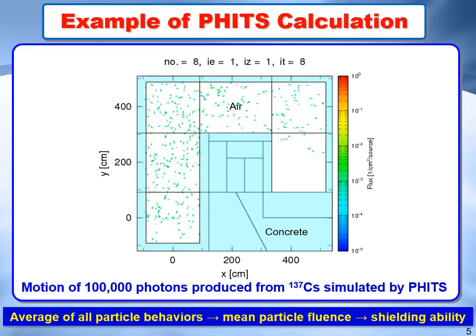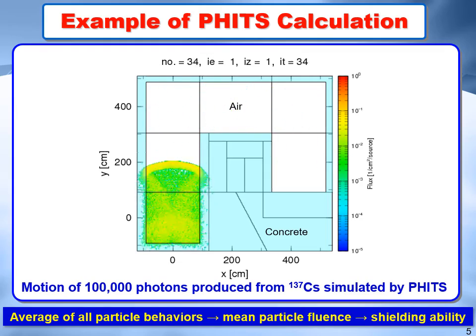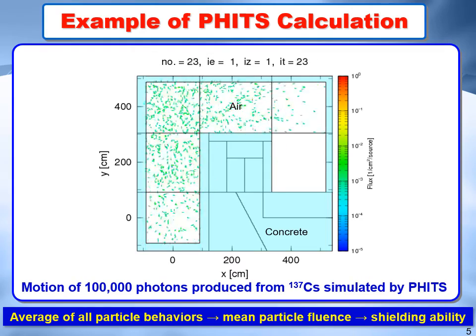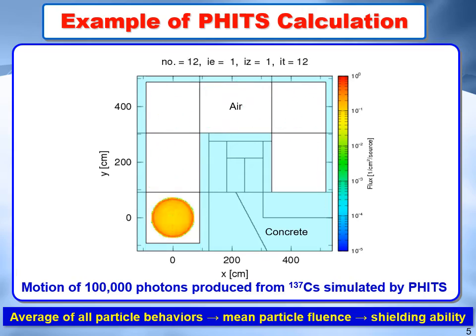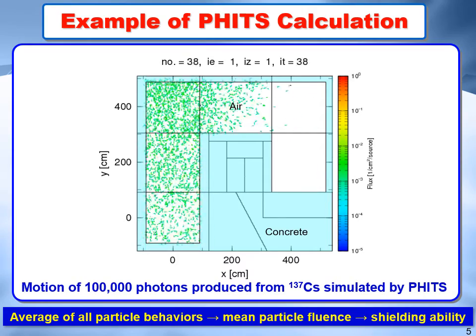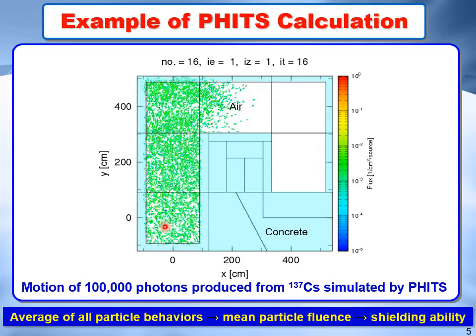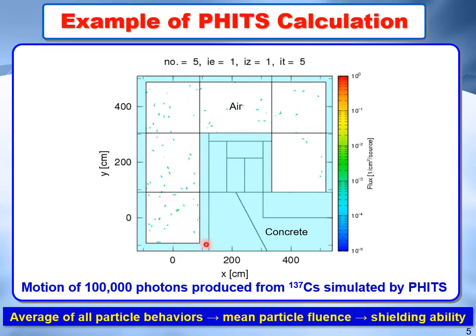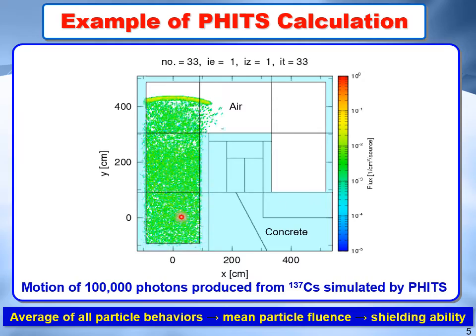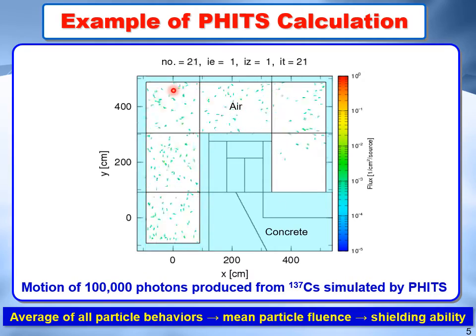It is much easier to show what Monte Carlo simulation is than explain about it. This animation shows the motion of 101,000 photons produced from cesium-137 simulated by PHITS. Blue area is concrete, and it can reflect photons like a mirror because photon is a kind of light.